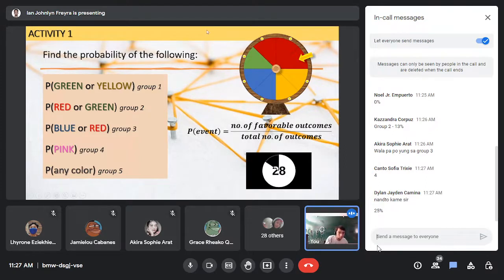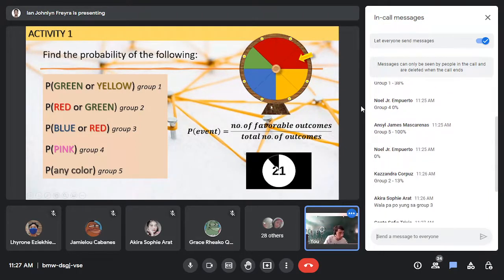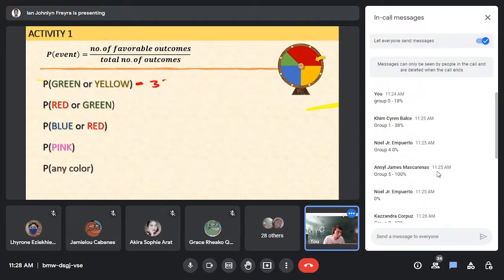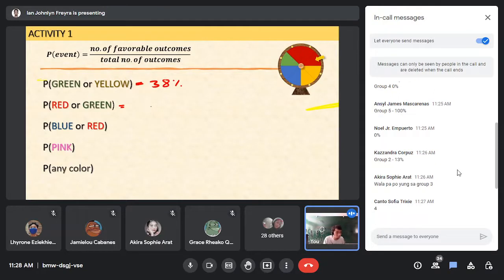Okay, so seems like lahat may sagot na. Ito na record. Okay. Next natin, record lang natin yung sagot. Ayun, so group 1, ito yung una nakasagot, di ba? Ilan ba yung sagot ng group 1? Group 1, 38%. Group 2, what is the answer of group 2? 13%. Group 3 is yung kay Dylan, 25%. Then yung pink, 0%. Tapos ito, 100%. Sige, let's check that out.